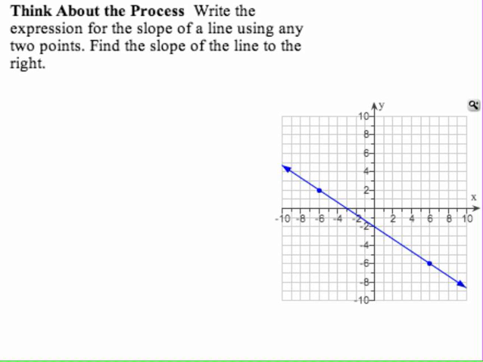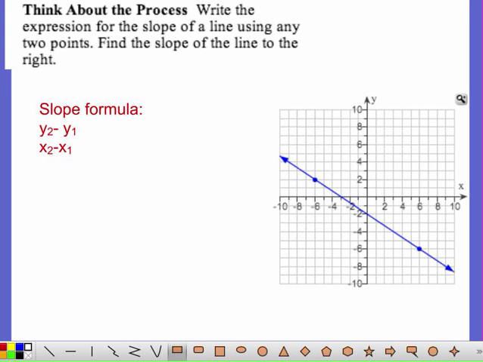All right, let's wrap this up. Let's think about what we have learned today. Write the expression for the slope of a line using any 2 points. Well, we already said that's the slope formula. And the slope formula is y2 minus y1 over x2 minus x1.